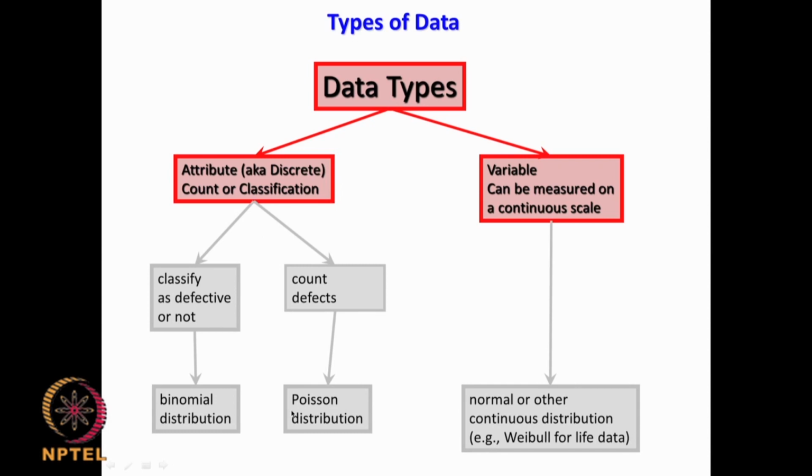Then we also have something called Poisson distribution. This is again giving a count. Okay, there are 3 road accidents in the city of Chennai in a month's time.